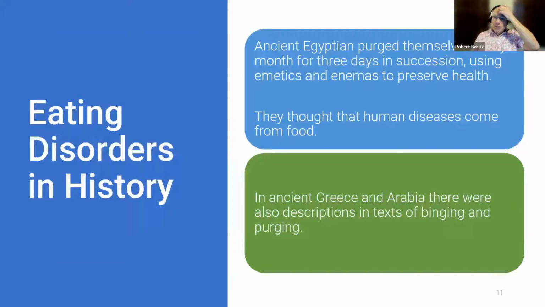The ancient Egyptians purged themselves every month for 3 days using emetics and enemas to preserve their health. So one, they're trying to vomit up the food, and then two, they're trying to purge out through the rectum. They thought that human disease came from food. In ancient Egypt and Arabia, there are also descriptions in text of binging and purging.